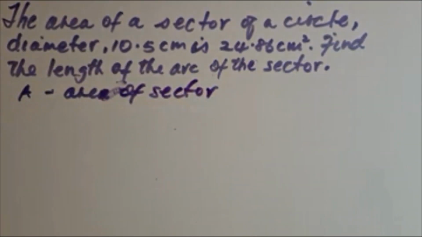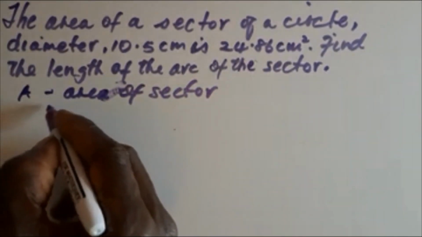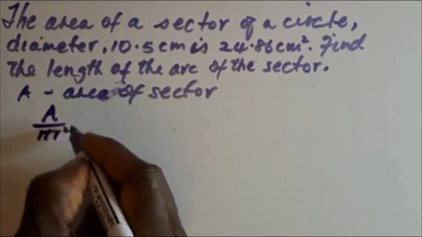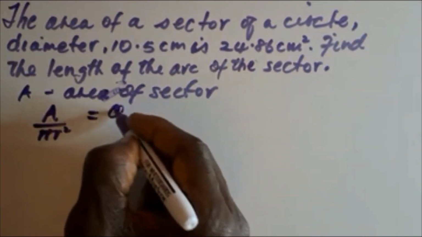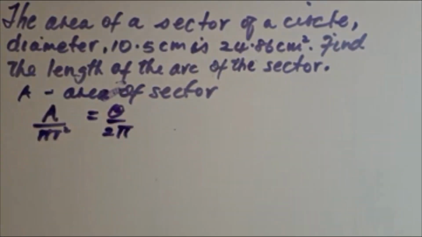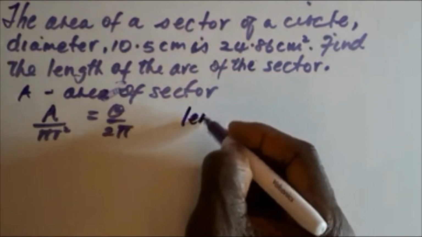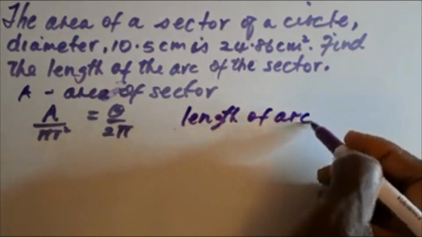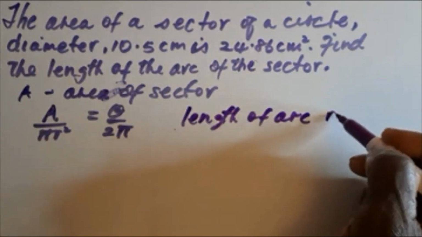What we do know is the area of the sector, so A, as a fraction of pi r squared is equal to theta over 2 pi. If you look at my first video published today, you'd see me going through these formulas. And we know the length of the arc in a sector is r theta.